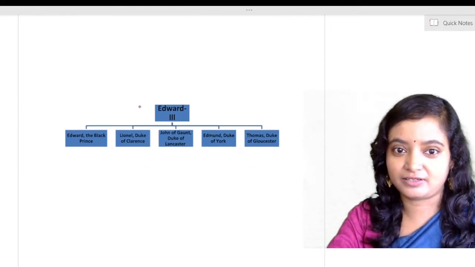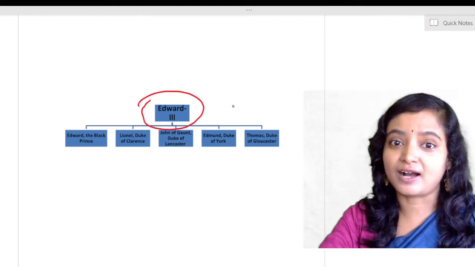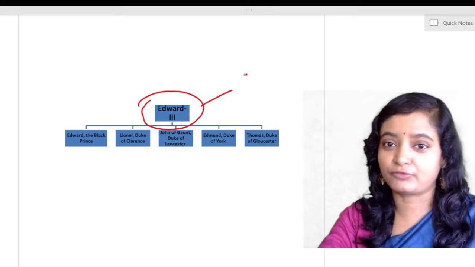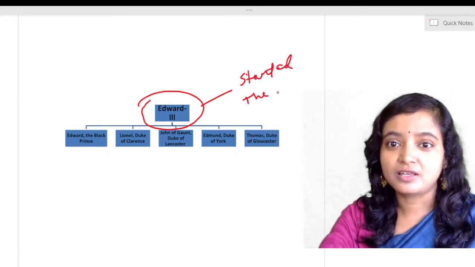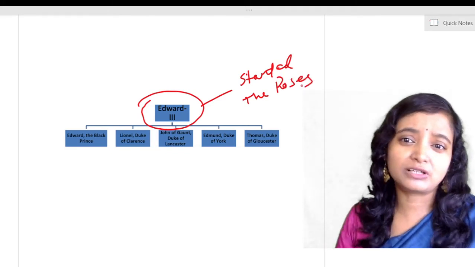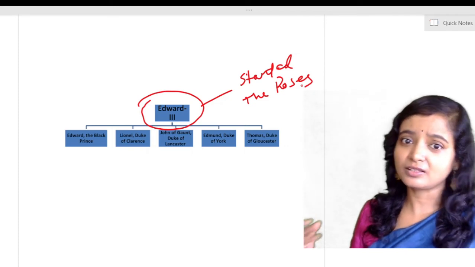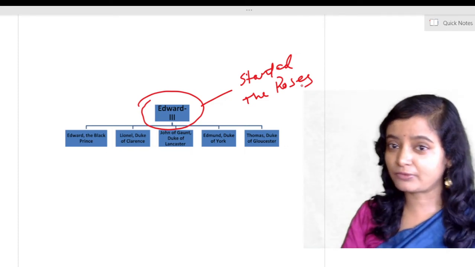Edward III. Who is Edward III? Edward III is the culprit who started the War of Roses. Edward III started the War of Roses because he claimed both thrones at the same time, the English throne and the French throne. And that's why the War of Roses started for him.